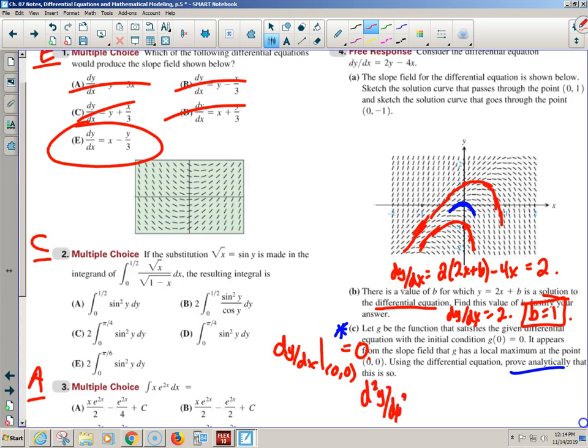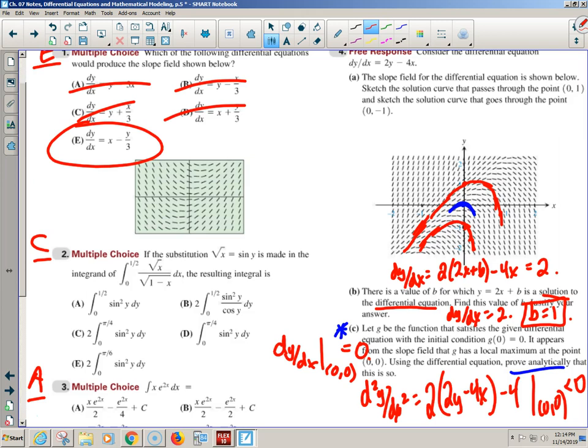The second derivative. And what's the second derivative going to equal? 2 dy/dx minus 4. Can I plug in (0, 0)? When I plug in (0, 0), 0 minus 4 is negative, and negative is less than 0. Booyah. How would you use your words? Life lesson. Bring it home.